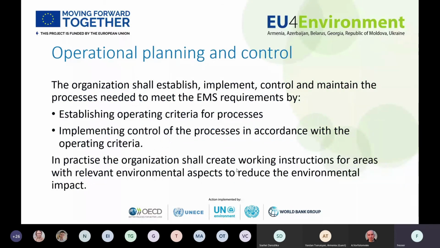This first part is dedicated to operational planning and control, which means that the organization must have processes to establish operating criteria for processes with an environmental impact, and the organization must implement control of these processes. What does control of processes mean?